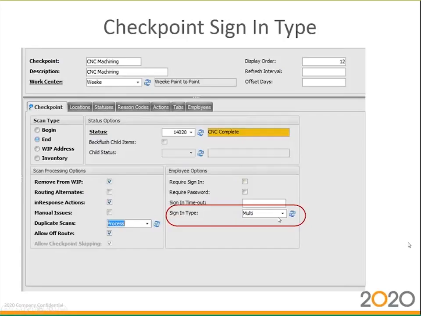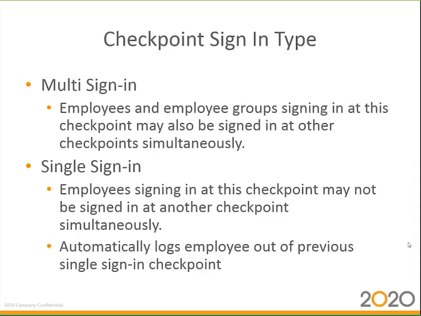So, for example, if I have two single sign-in checkpoints, if I'm signed in at checkpoint A and then I go sign in at checkpoint B, the system will automatically sign me out of checkpoint A. This may or may not be something you need, but we have some customers who want to make sure that only one person can be logged in on a checkpoint at a time so that they don't scan and give credit to the wrong user for certain operations, that kind of thing. So with multi-sign-in, they can be signed in at multiple checkpoints at the same time. With single sign-in, if I'm signed in somewhere else, it logs you out automatically when you sign in here.